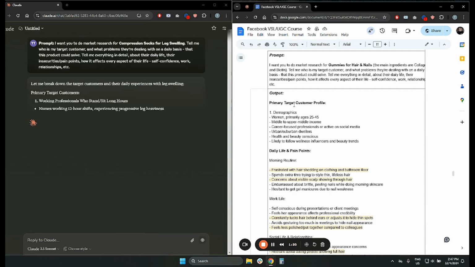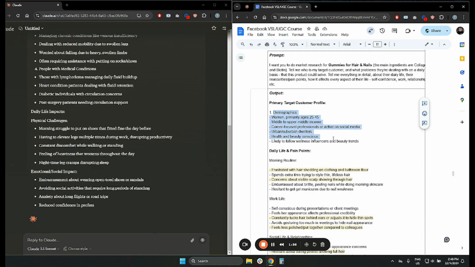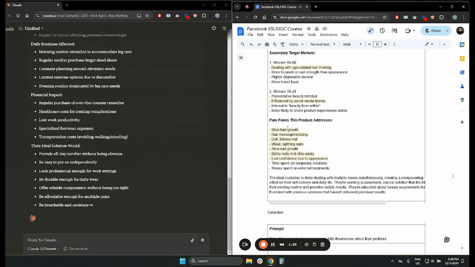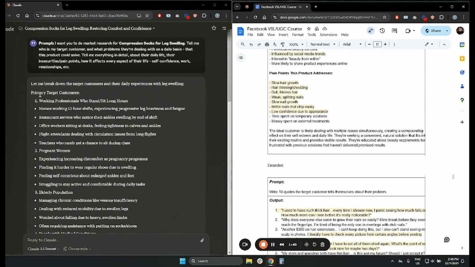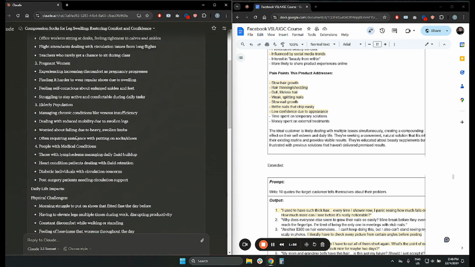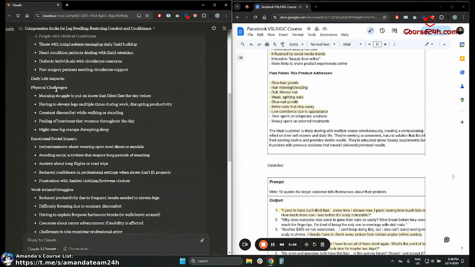And in this example, it gives me detailed output about the primary target audience, daily life and the pain points, the secondary markets, and the pain points that this product addresses. So here you can see the primary target are nurses working 12-hour shifts, restaurant servers, office workers, flight attendants, basically anyone who spends a lot of time on their feet. Also pregnant women, elderly, people with medical conditions. But I think the main audience here and the widest one would be people who are working on their feet all day long.